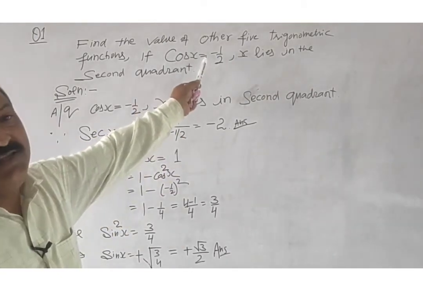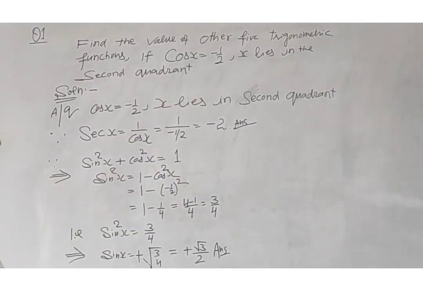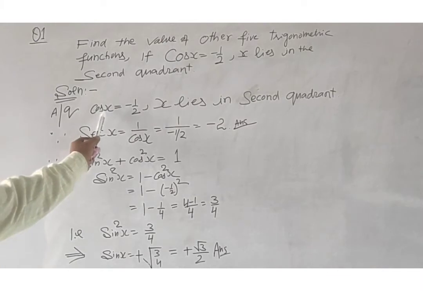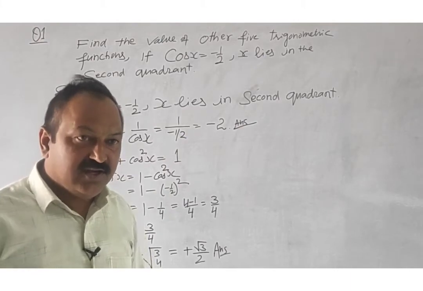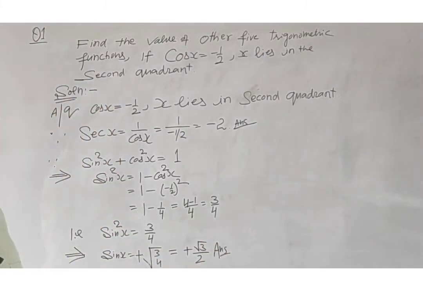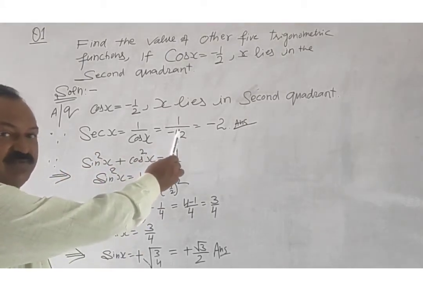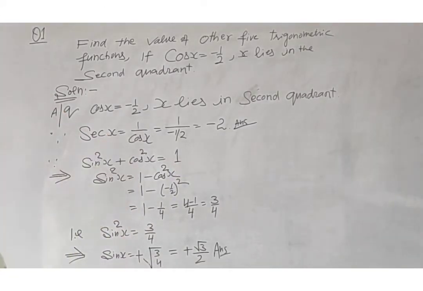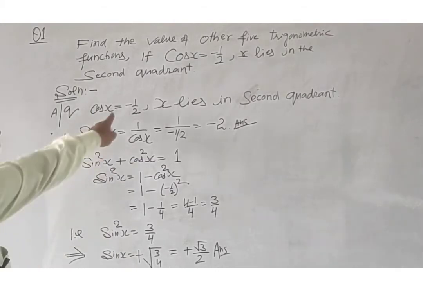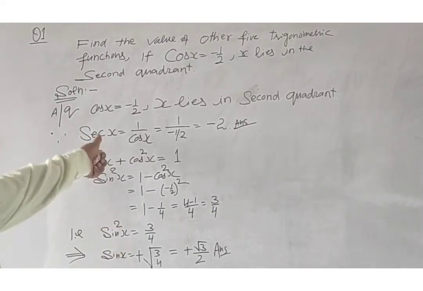Therefore, cos x is given negative. Find the other 5. According to the question, cos x is equal to minus 1 by 2 and x lies in the second quadrant. Therefore, you can find the value of secant x instantly, because secant x is equal to 1 upon cos x, that is equal to 1 upon minus 1 upon 2, that is equal to minus 2. This is your first trigonometrical function which you can find instantly if cos x is given to you, taking only the reciprocal.